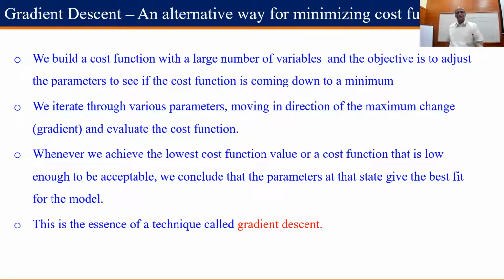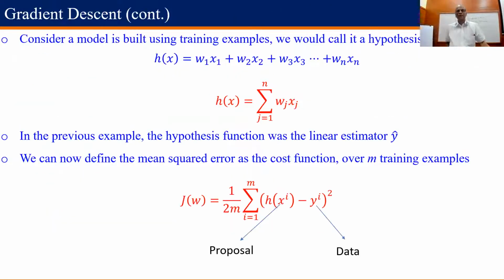This is the essence of a technique called gradient descent. So basically this is the funda behind this. Consider that a model is built using training examples. In the parlance of machine learning, we don't call it a dependent variable or independent variables. We call it a hypothesis function. It's called H, the hypothesis function.